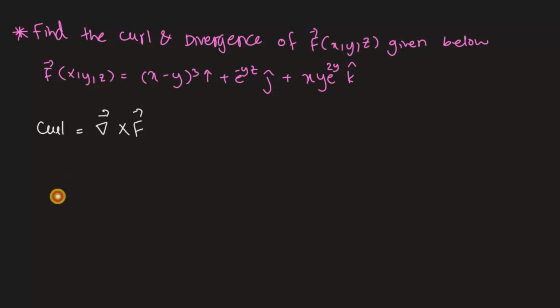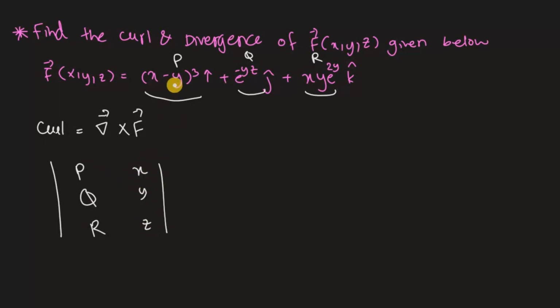Okay, so you need to write P, Q and R, because your function is represented as P, the i component is P, the j component is Q and the k component is R. So you write P, Q, R, and then right in front of them you write X, Y, and Z, since i hat simply means the X component, j the Y component, and k the Z component. P represents the X component, Q represents the Y, and R the Z component.